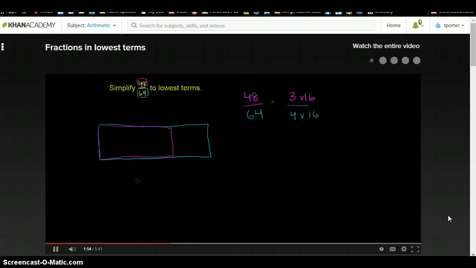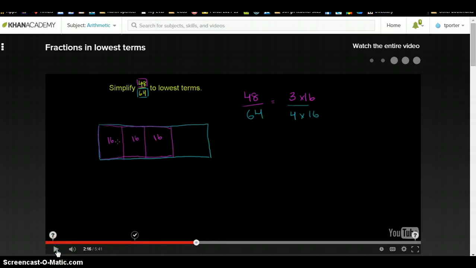Now this is interesting. So this 48 that we drew in magenta right here, we could view this as 3 groups of 16. So that's 1, 2, 3 groups of 16. So that's 16, that's 16, and that is 16. That would be 48.